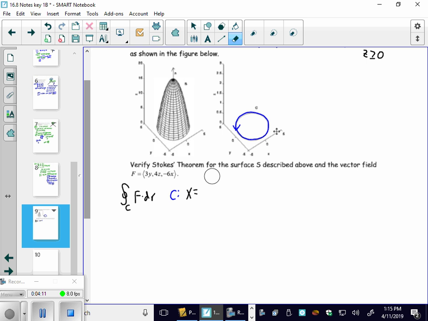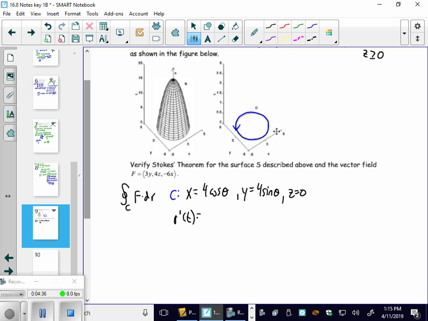So, 4 cosine theta. Y is going to be 4 sine theta. And z in this case is 0. So that's really going to give us our r of t, or in this case r of theta. R prime is going to be the derivative of each one of those pieces. So the derivative of the x part is going to be negative 4 sine theta. Y part is 4 cosine theta. And the z part is 0.